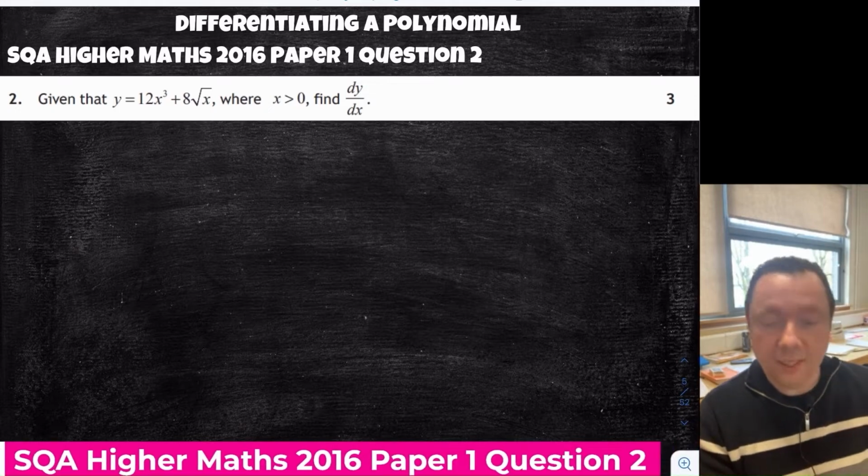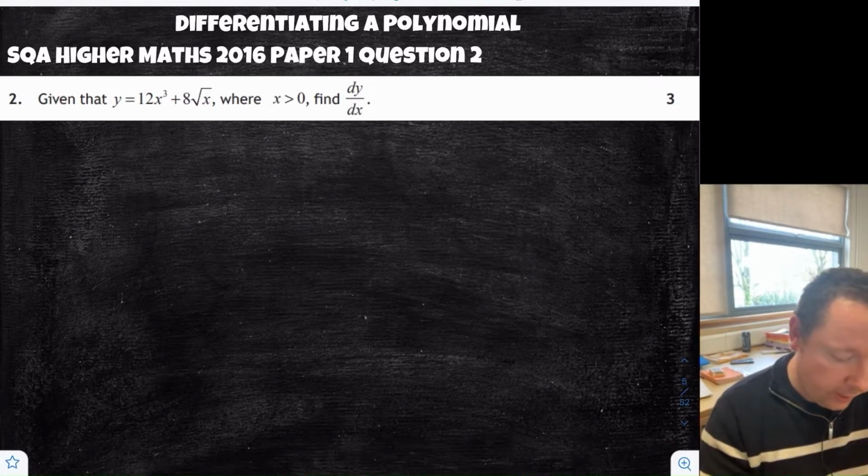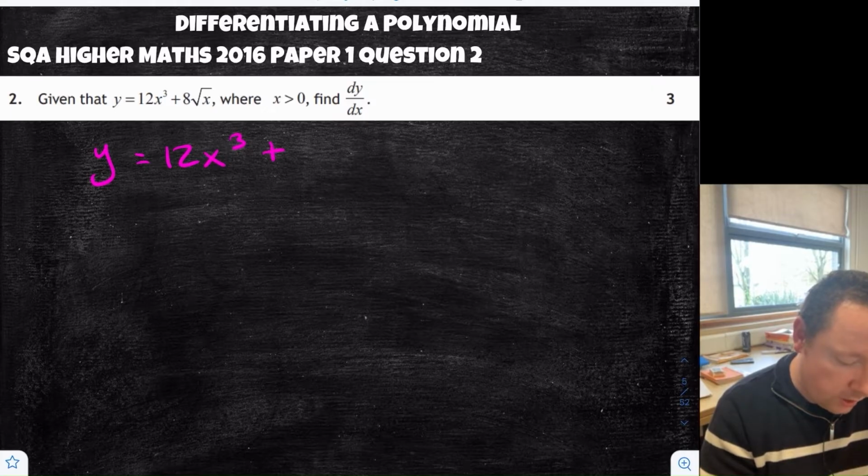SQA Higher Maths 2016, Paper 1, Question 2, differentiating a polynomial. So given that y equals 12x cubed plus 8 root x, find dy by dx. So to get it ready to differentiate, 12x cubed plus 8 root x, which is x to the half.